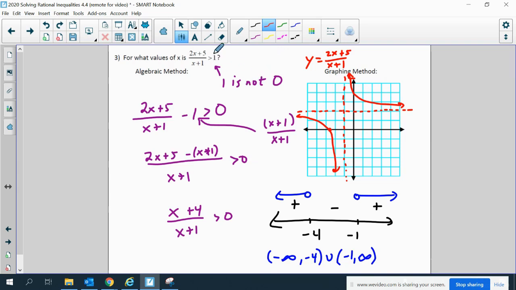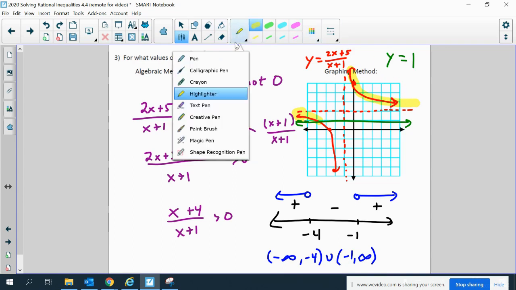So I can do a little bit better job, like make sure that this crossed at 5, because I know that my y-intercept's at 5. So I could do a little bit better job of that. But then I would also graph the line y equals 1. And then my objective is to figure out where is this greater than 1. Well, it's greater than 1 everywhere to the left of -4 and everywhere to the right of -1.